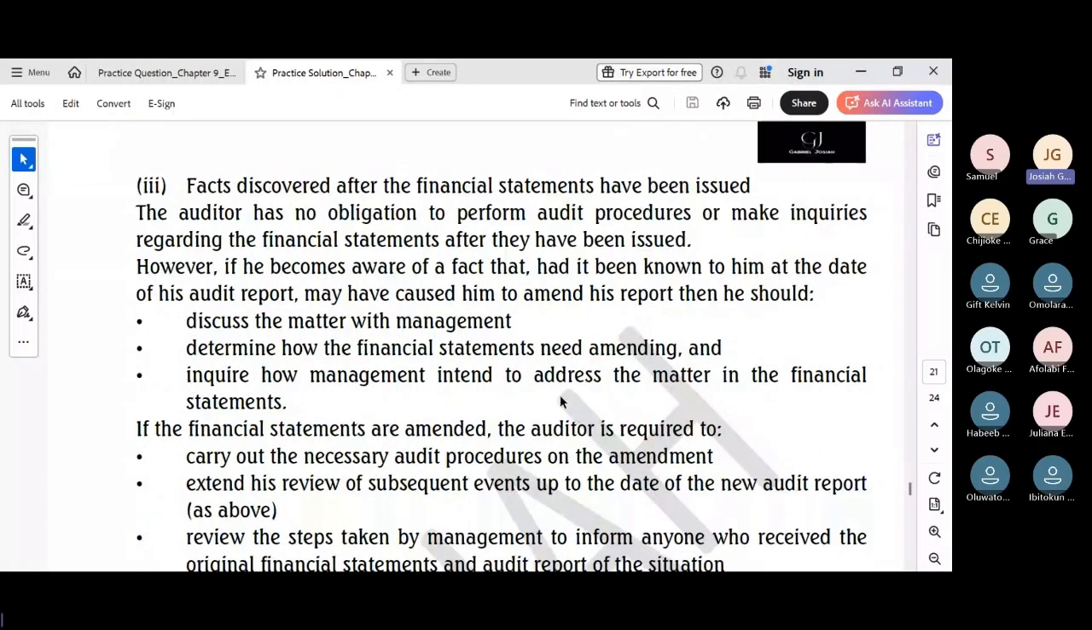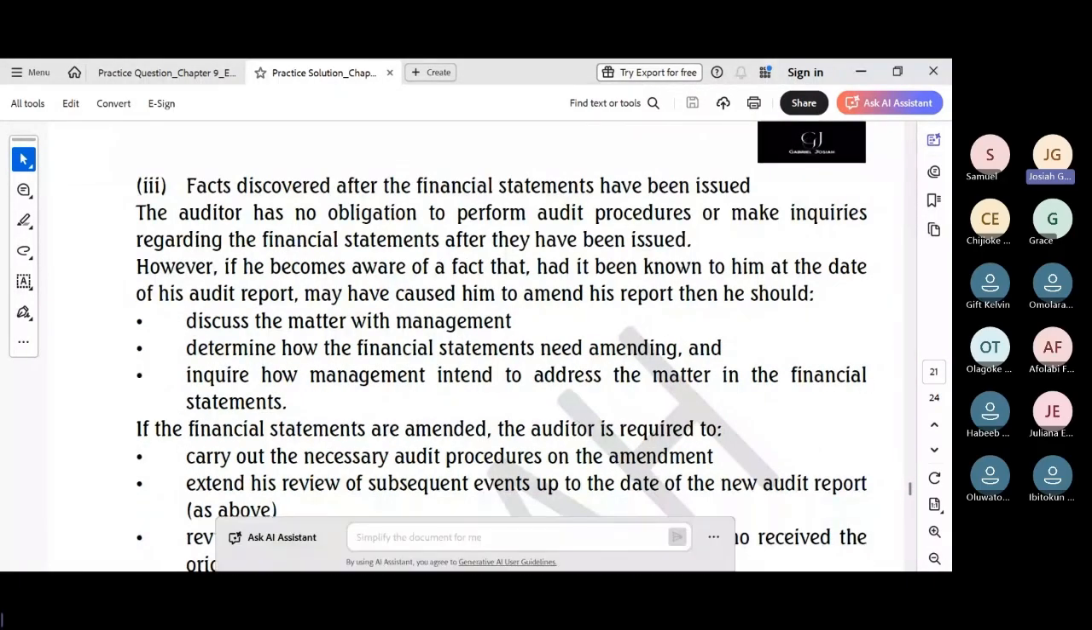Then for the third aspect, fact discovered after the financial statements have been issued, is 3 marks. So this is the minimal reporting period. So what do you write? State there is no obligation. If a fact becomes known, the initial steps are the same as the second aspect we looked at, the A2 part, talking about discussing with management, determining if there's an amendment, and inquiring on the plan. The key unique step here is reviewing management steps to inform third parties of the previously issued misleading financial statements. So that's the key step in this third part.